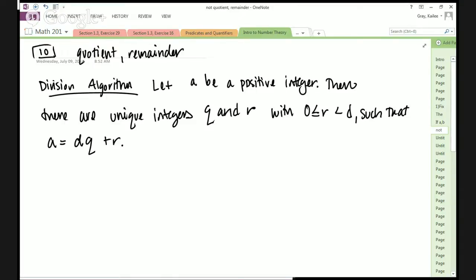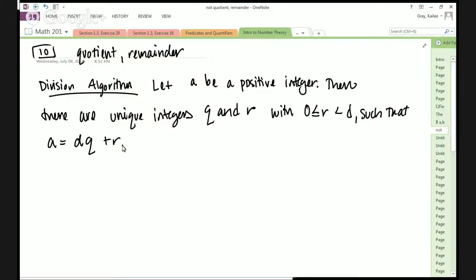Do you guys know what an algorithm is, probably? Yeah, just like a sequence of steps that we follow to complete some task, right? And so this doesn't really tell us how to find these things. It's actually a theorem, but it's always called an algorithm. I don't know.